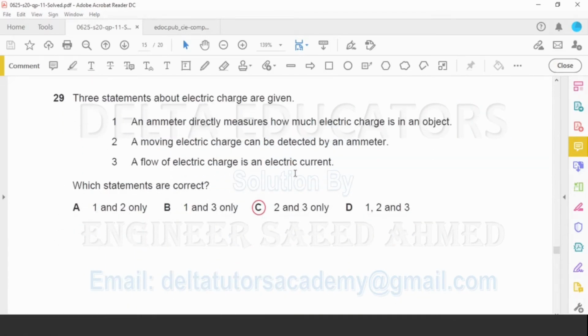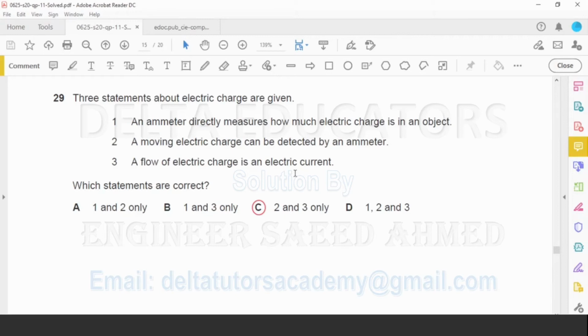Question number 29. Three statements about electric charge are given. Number 1. An ammeter directly measures how much electric charge is in an object. An ammeter just measures the flow of electrical charges, but it cannot tell how much charge is present in an object. So this point is incorrect.